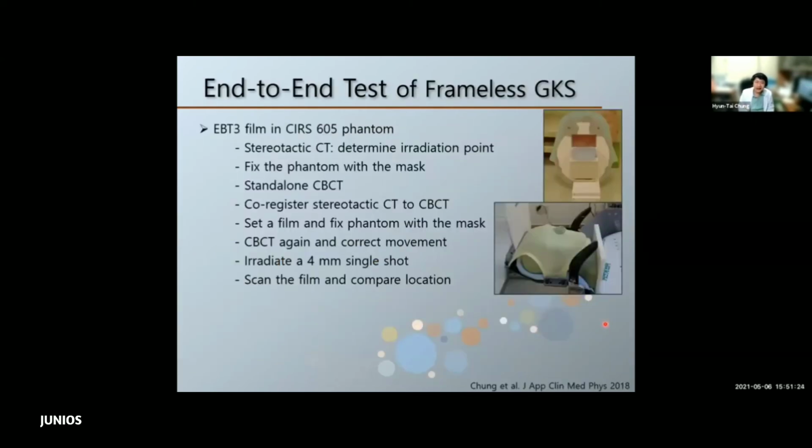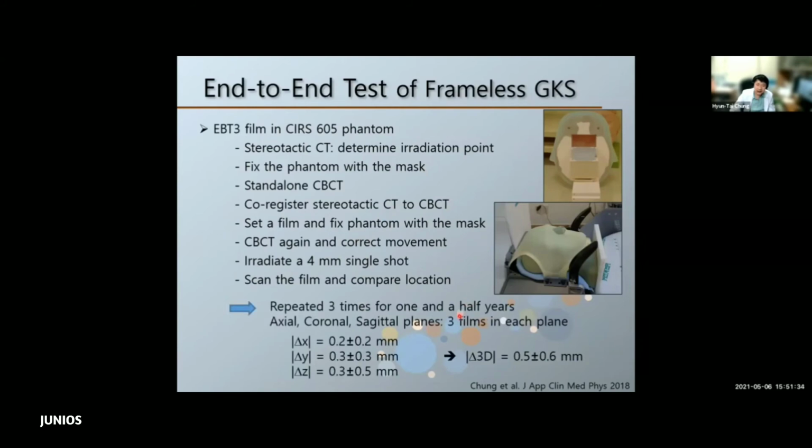So it's time to do an end-to-end test of the frameless case. I repeated all the actual procedures with the phantom three times, and the result was 0.5. Still, there is a large standard deviation. Anyway, the mean value is only 0.5 millimeter. So it is similar to the accuracy of frame-based Gamma Knife surgery, at least with CT and phantom.